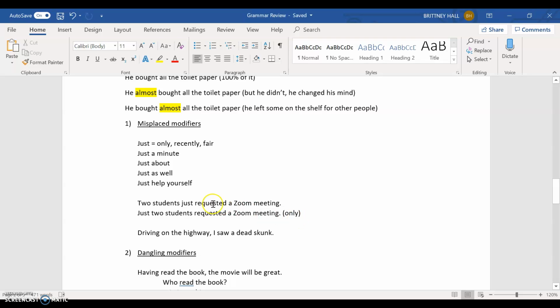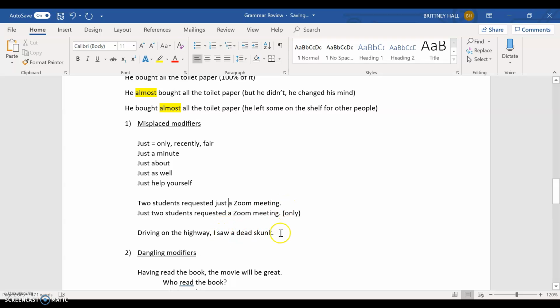2 students requested just a Zoom meeting. This also just means only. They didn't request a phone conversation. They didn't request an email. They only requested a Zoom meeting. You see where I'm going with this, okay? So the word just changes the meaning of a sentence depending on where it is. We have many options of where we could put it.